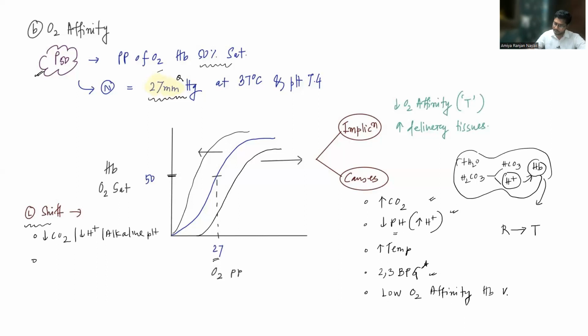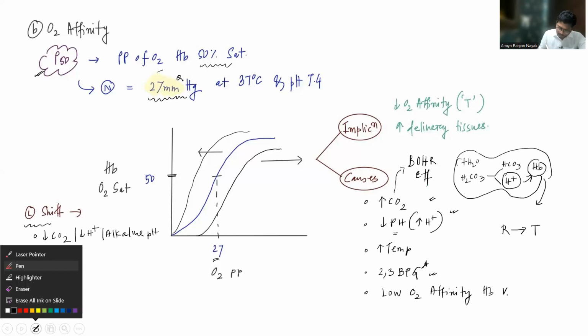Now this, I forgot to tell. Whenever there is increased carbon dioxide, there will be rightward shifting and release of oxygen from the hemoglobin. This phenomenon is known as the Bohr effect. This you must have studied in respiratory physiology also.